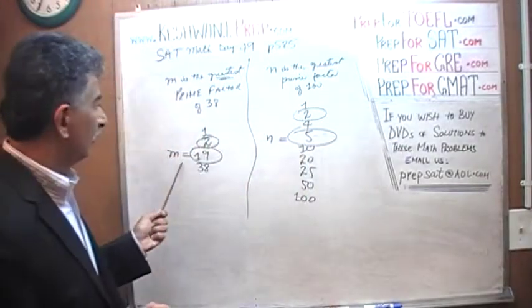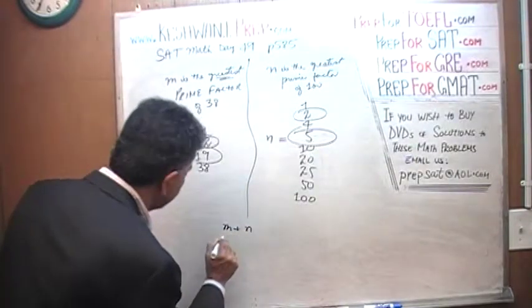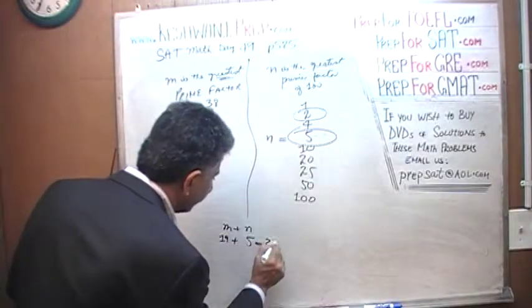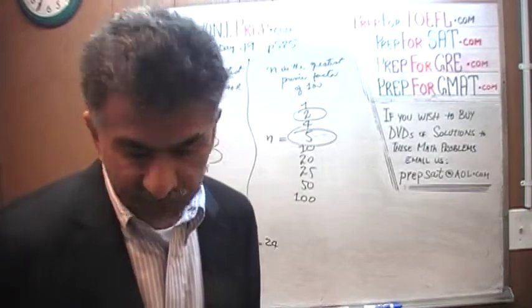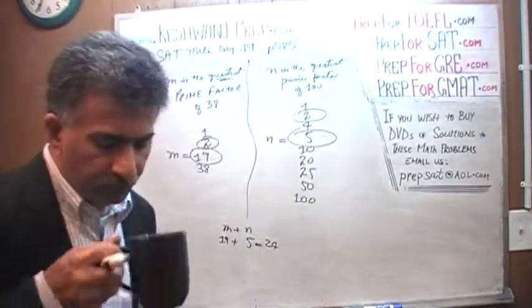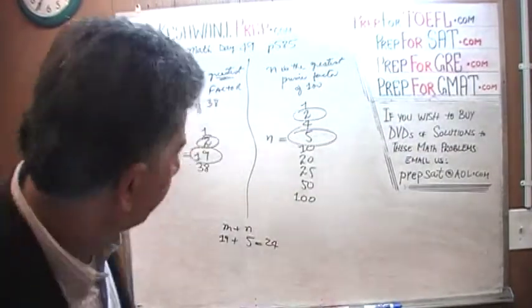And they're looking for the value of m plus n. Very simple. m plus n would be 19 plus 5, which is 24. And that's our answer. Answer is 24, which is C. Let's go on to the next one, number 16.